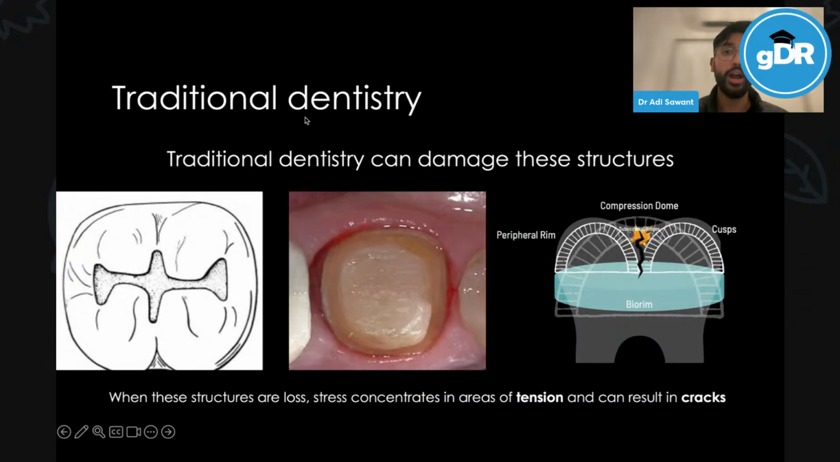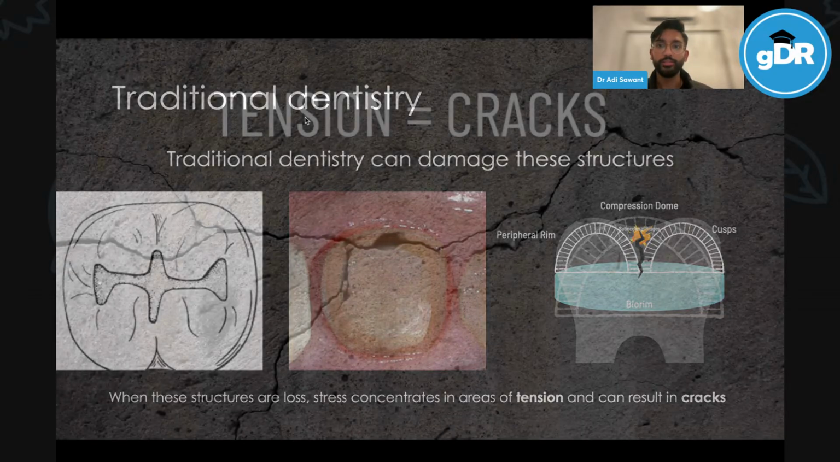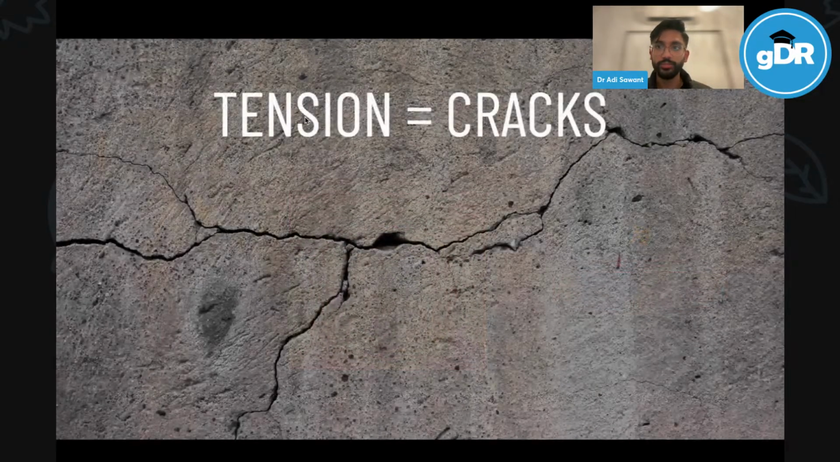Similarly, invading the biorim of the tooth with, for example, a traditional heavy PFM crown preparation, it increases the stresses in the area and decreases that cervical dentine, that biorim that's able to absorb and disperse those stresses. It increases essentially those anisotropic rigid forces all the way down the bottom. And we know that tension equals cracks.